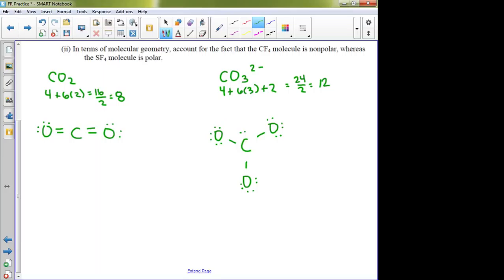So what do I need to do? I need to make a double bond. How many double bonds? Just 1, right? Because I only had 1 too many pairs, so that means I just need to make 1 a double bond. So now I've got 1, 2, 3, 4, 5, 6, 7, 8, 9, 10, 11, 12.